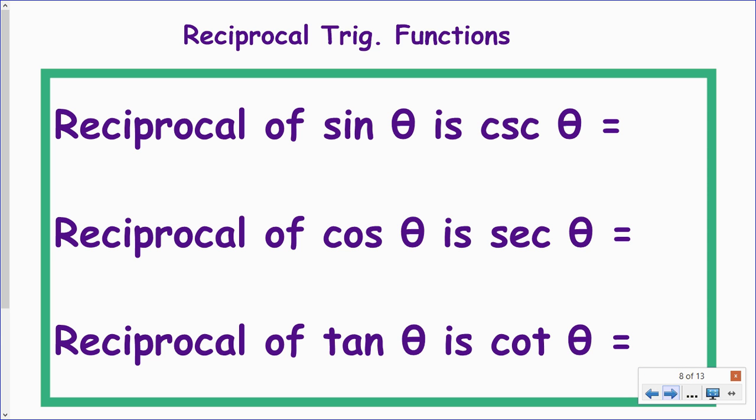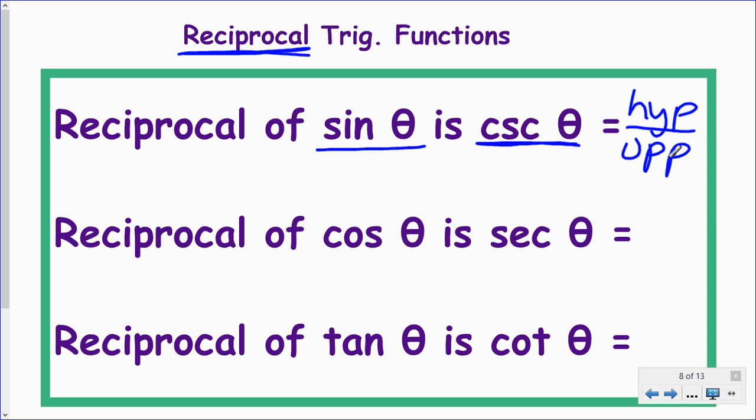Now, there are actually 3 more trig functions, and these are reciprocal trig functions. So basically, if you just take the first 3 and flip them, you get the reciprocal trig functions, okay? So the reciprocal of sine, remember sine is opposite over hypotenuse. So its reciprocal is called cosecant. So it would be hypotenuse over opposite. And the full word for that is cosecant, cosecant. We just abbreviate it with CSC.